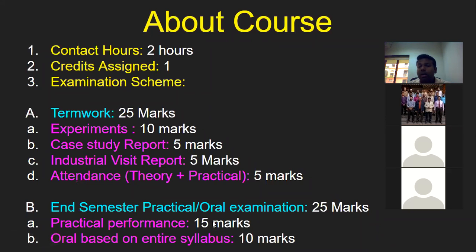And the end semester exam is related to what you do at the last, that is the oral or practical exam, which is 25 marks. So how you perform the practical, by your own.